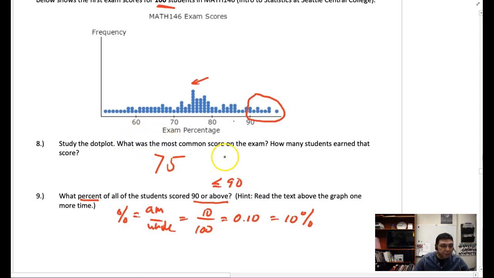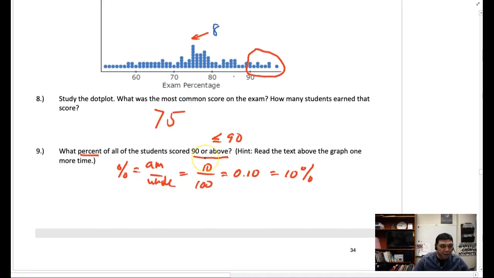Study the dot plot: what was the most common score in the exam? I can see the highest one is the most common, and that score is 75. And how many students earned that? You can count the dots: 1, 2, 3, 4, 5, 6, 7, 8. So in this case, 8 students scored a 75.